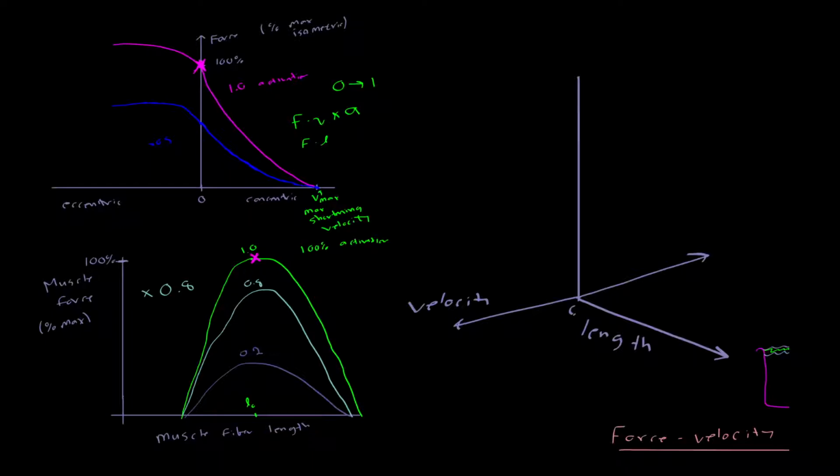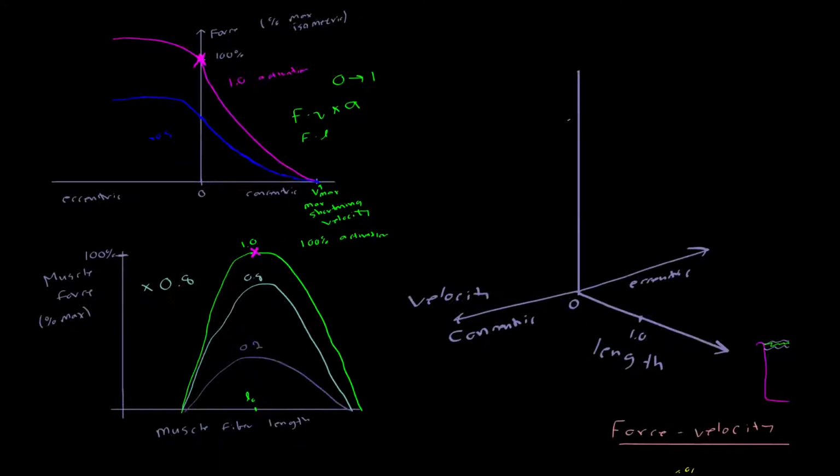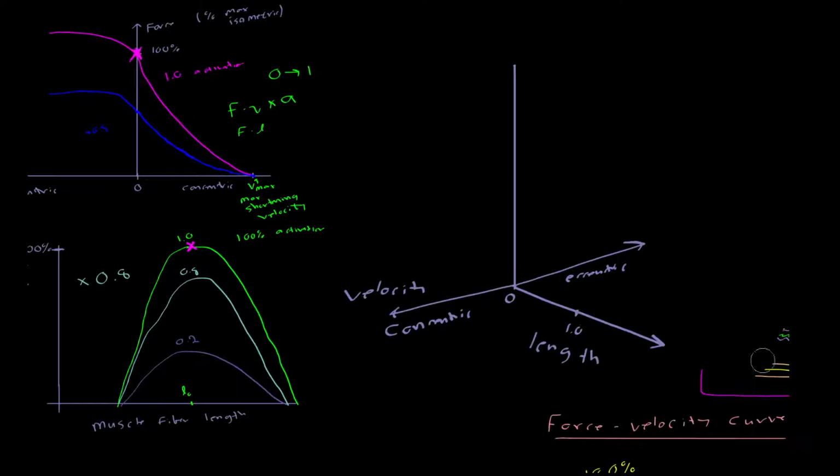So velocity of 0 is going to be here. And then let's say going this way is concentric, so shortening. That means eccentric is going like this. And then on the length axis, we would have that optimal fiber length right about here, so 1.0 optimal. So, get to find out how good my three-dimensional sketching skills are.